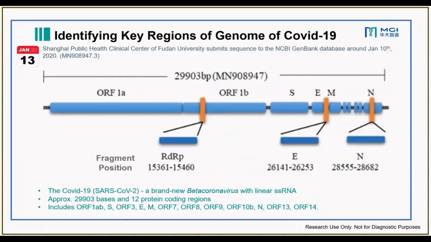Shanghai Public Health Clinical Center of Fudan University then submitted sequences to NCBI around January 13th and identified ORFs that are primarily of interest to identify the COVID-19 genome. And this data was now used routinely to do sequencing-based genome analysis.